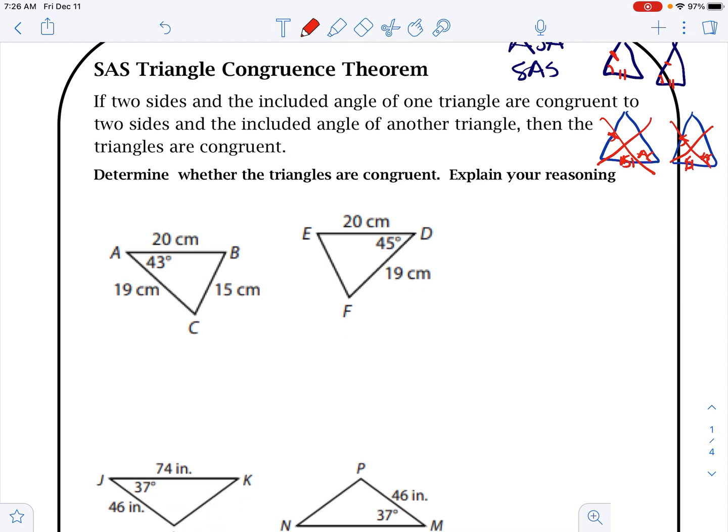So when we come to here, this side is congruent to this side. We have this angle, but it's not the included angle, and it's not the same. So we do have two sides that are congruent, but this does not follow the pattern. They're not congruent, and you just say angle A does not equal angle D. And so that's why they're not congruent.